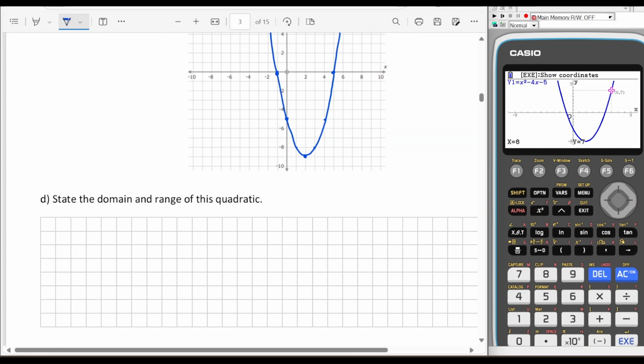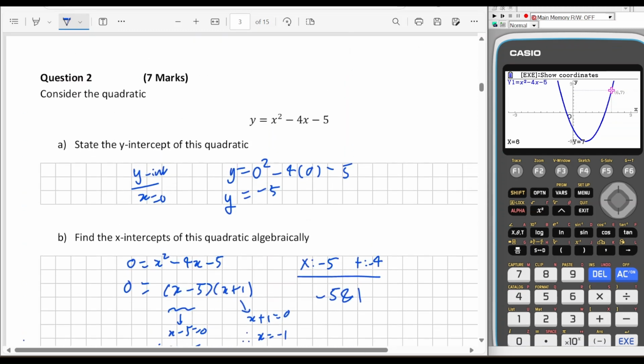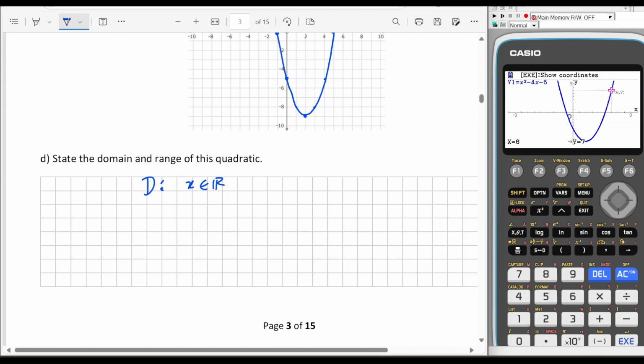So your graph needs arrows on it and the equation. State the domain and range. So the domain is going to be any real number x, because this quadratic can go left and right forever. No matter what number x is, you can always square it and times it by 4 and stuff. Nothing's going to stop you there. Usually domains where you get issues is if you're dividing by x, and then x can't be 0.